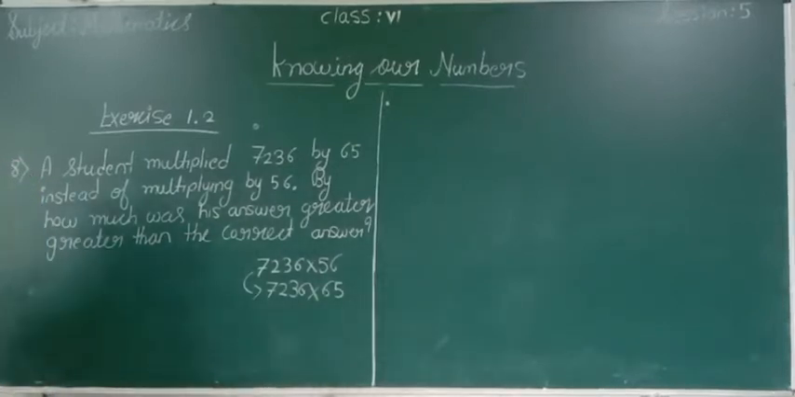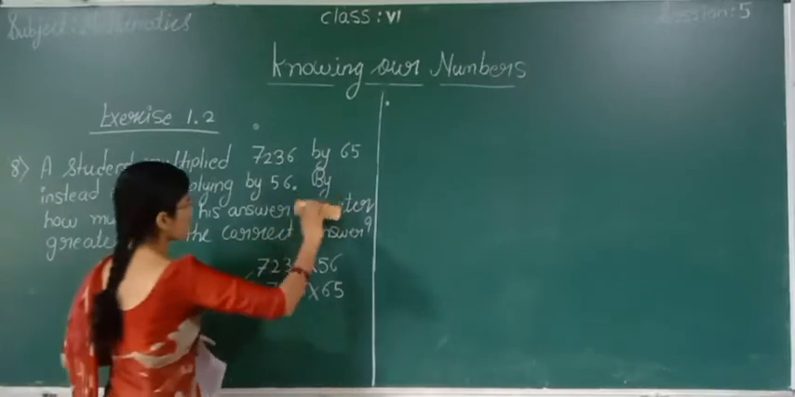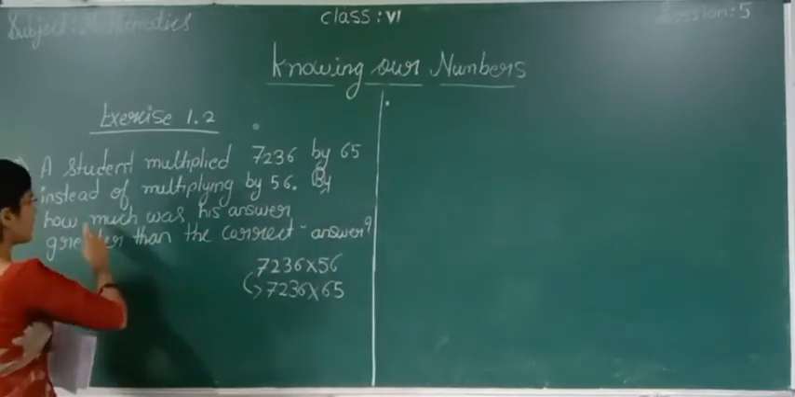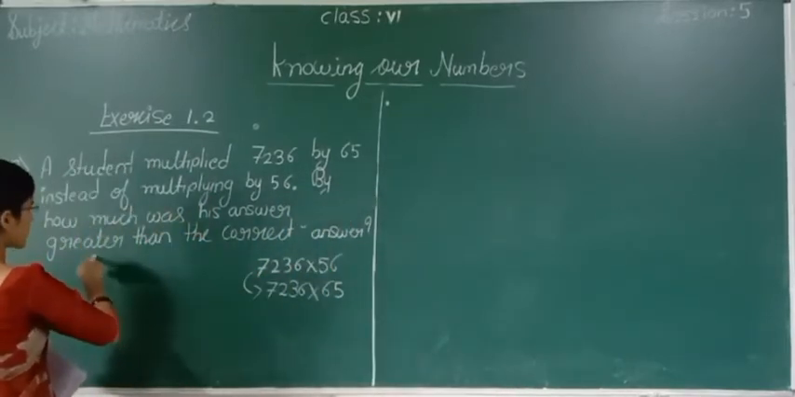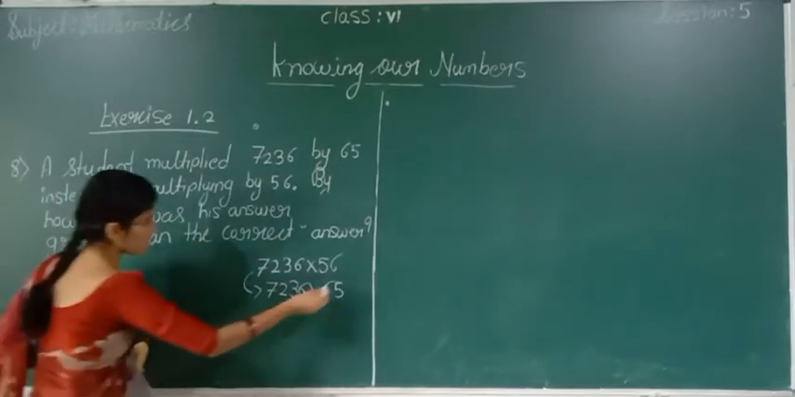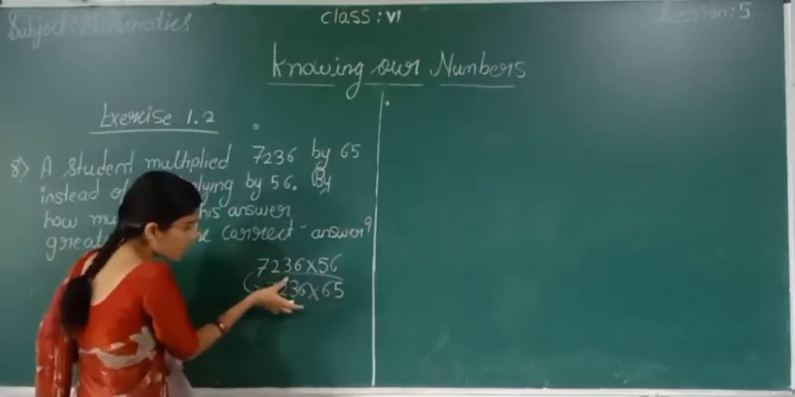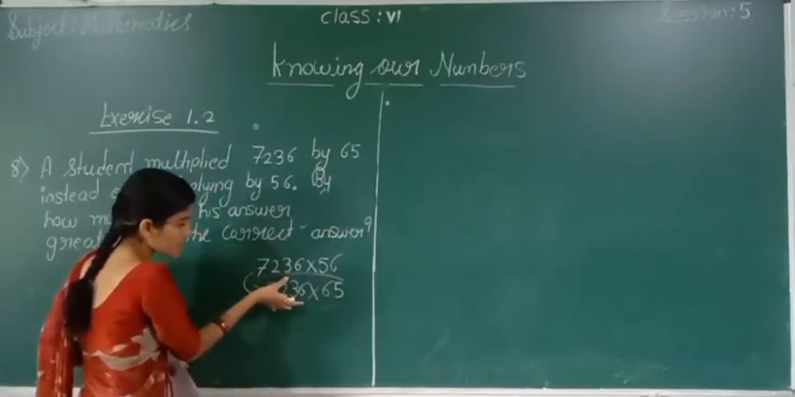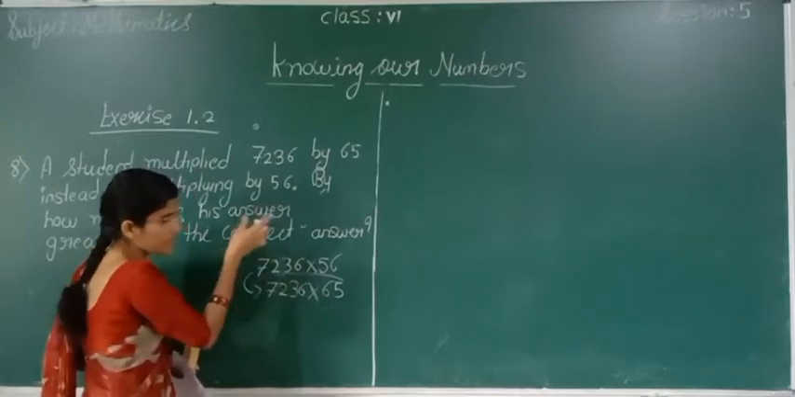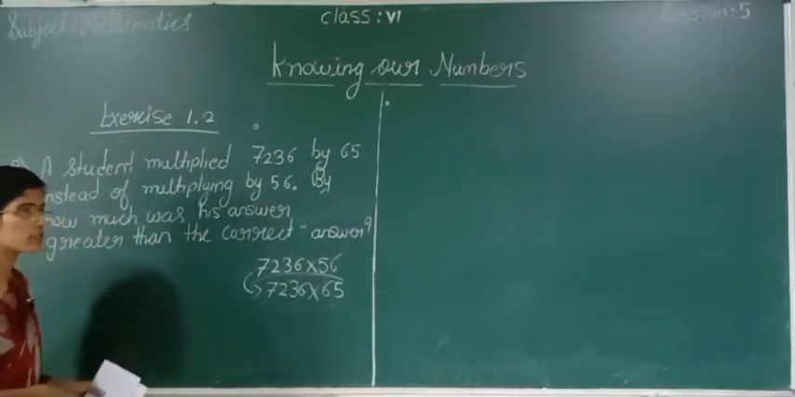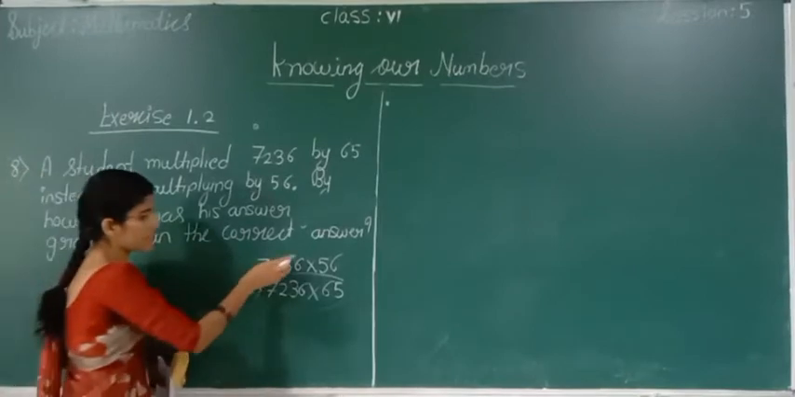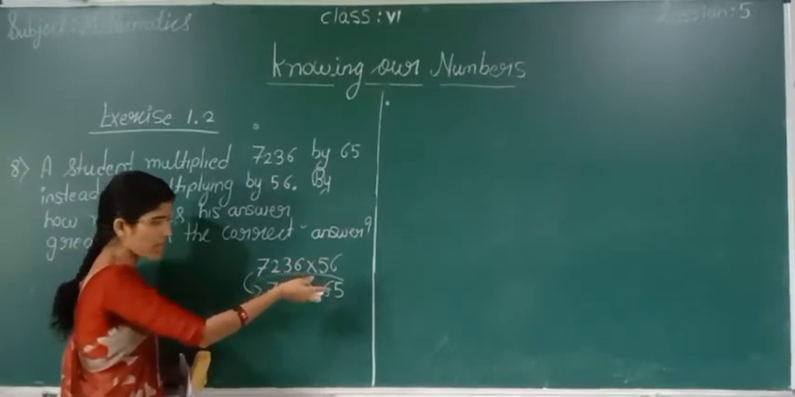What are they given? By how much was his answer greater than the correct answer? Definitely this answer will be given, no? They have told by how much this answer is greater than the correct answer. Now students, what will you think? We have to multiply these two, and you'll get one answer.